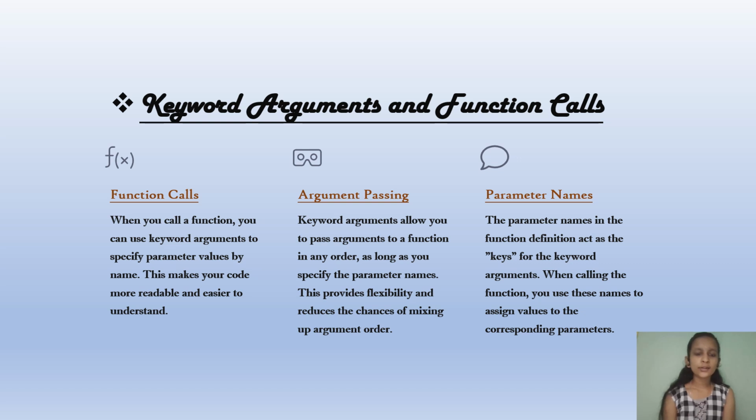Keyword arguments and function calls. When you call a function, you can use keyword arguments to specify the parameter value by name. This makes your code more readable and easier to understand. Argument passing. Keyword arguments allow you to pass the arguments to a function in any order as long as you specify the parameter names. This provides flexibility and reduces the chances of mixing up argument order. Parameter names. The parameter names in the function definition act as keys for a keyword argument. When calling the function, you use these names to assign values to the corresponding parameters.